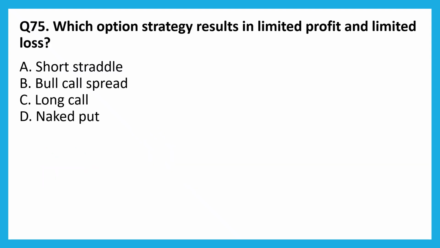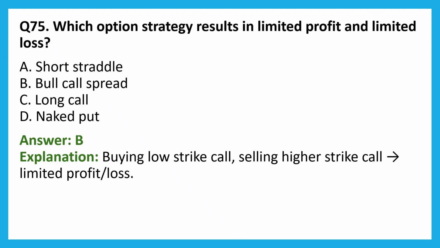Next question. Which option strategy results in limited profit and limited loss? Option A short straddle, option B bull call spread, option C long call, and option D naked put. Correct answer is option B bull call spread.